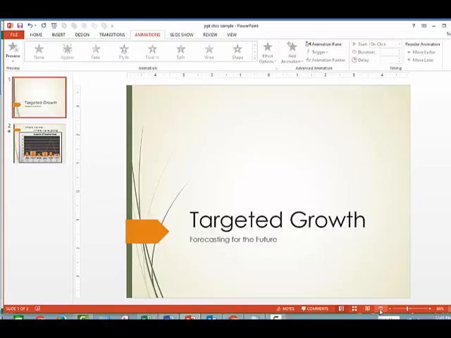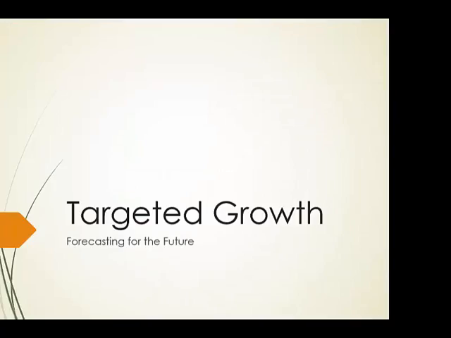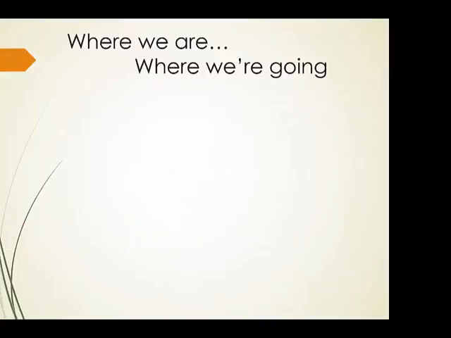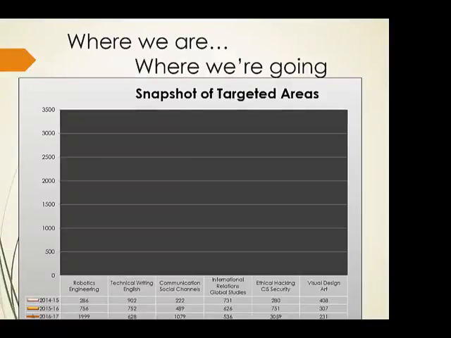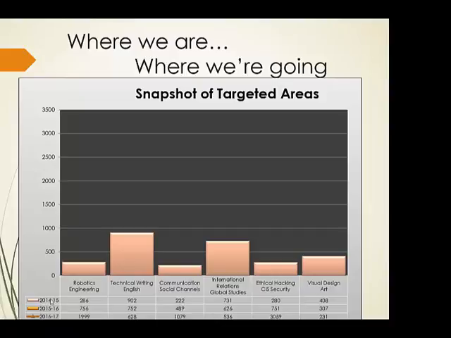Okay, let's talk about the targeted growth. We're forecasting for the future. Okay, so where we are and where we're going. So we're going to be tracking or showing information over 3 years. And the first one is 2014-2015. We're looking at robotics engineering, technical writing, communication, social channels, global studies, international relations, the ethical hacking, CIS security major, and visual art and design. We're going to just see how those are going to grow or diminish.